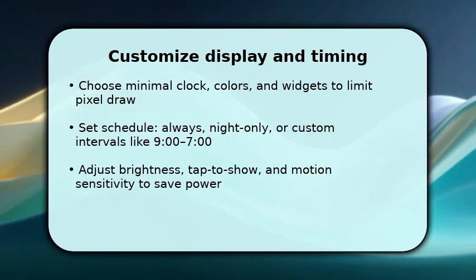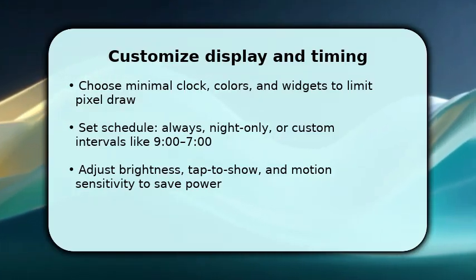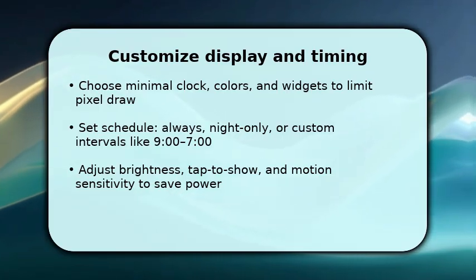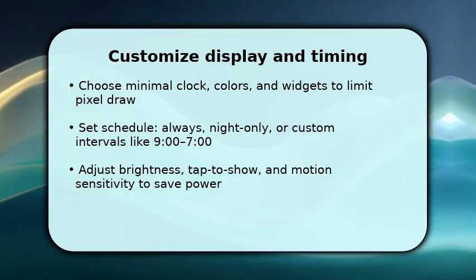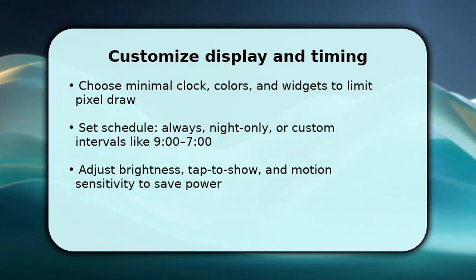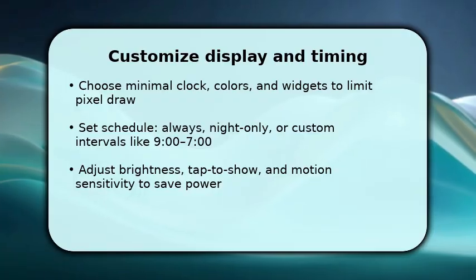Choose a minimal monochrome clock and reduce active pixels. Monochrome uses far less energy than full color. Next, pick a schedule, always or night only, or a custom window like 9:00 to 7:00 to avoid needless runtime.